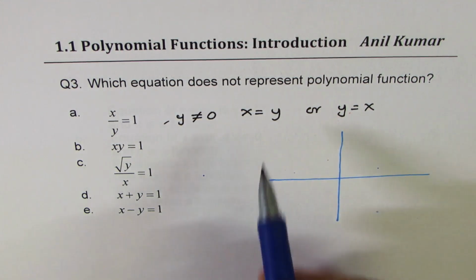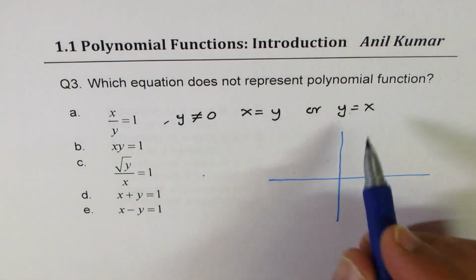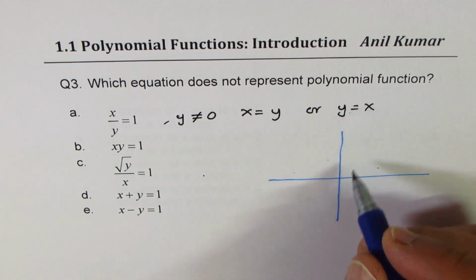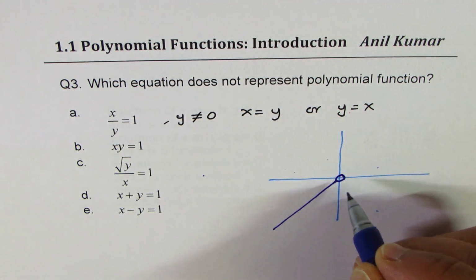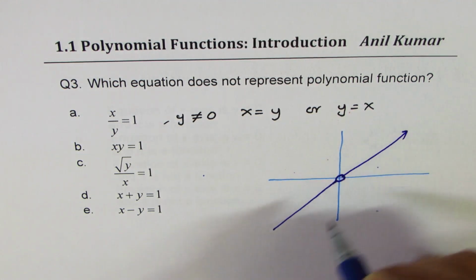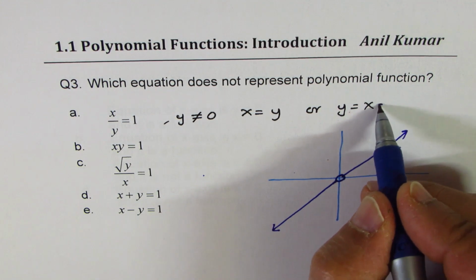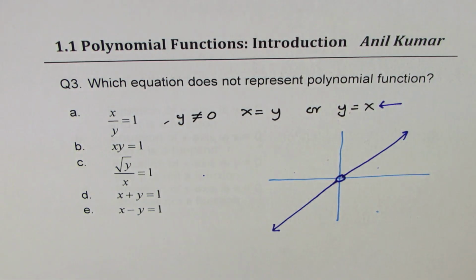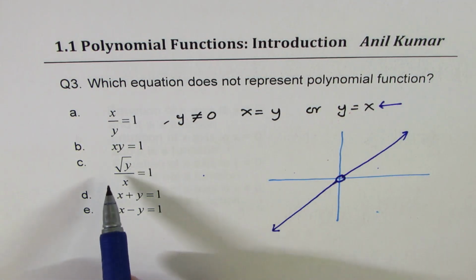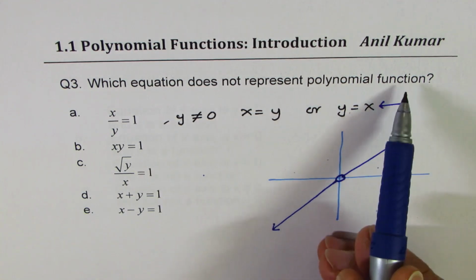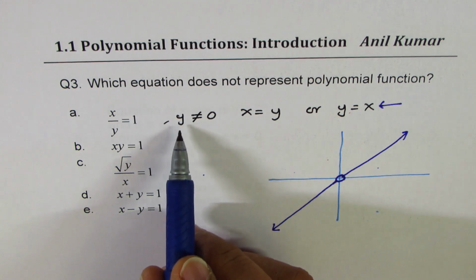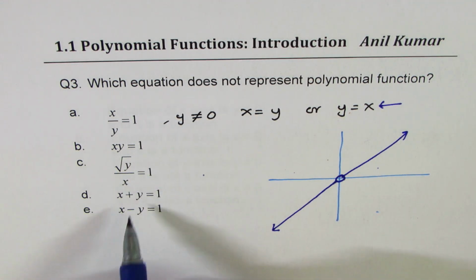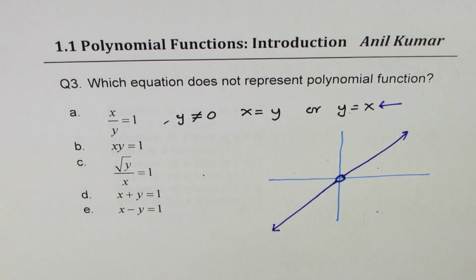So that becomes your function, and it is a polynomial, it is a straight line. Now when I say y is not equal to 0, but y equals x, that means it is a straight line kind of like this with a hole here, right? So that point is not defined and it goes kind of like this. So this is what it is, right? So it could be a polynomial function with some restrictions, and the restriction is that y is not equal to 0.